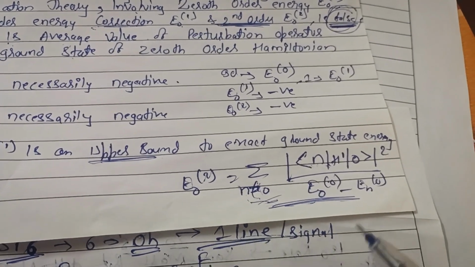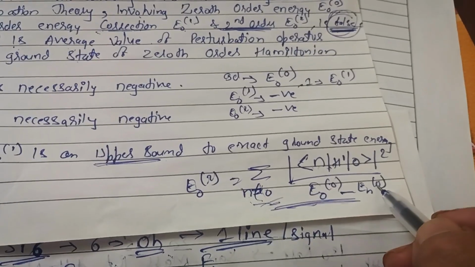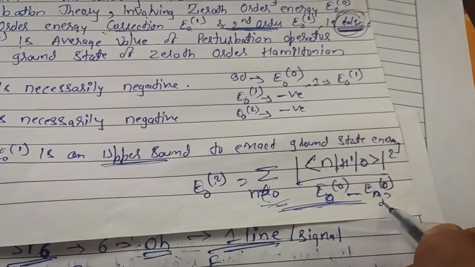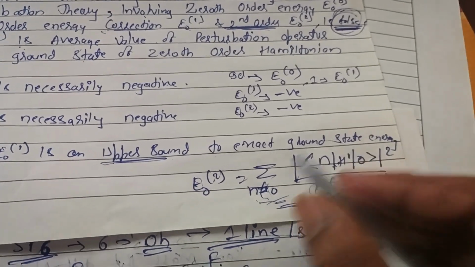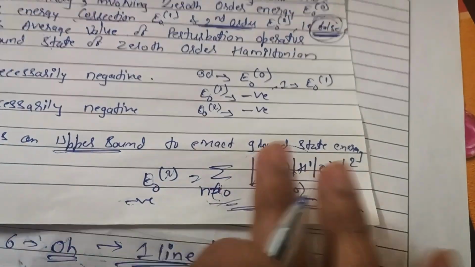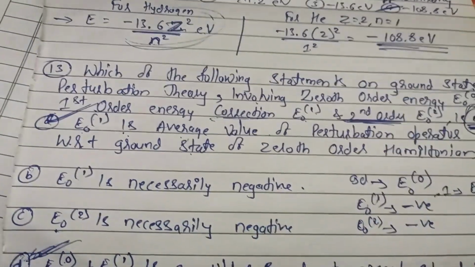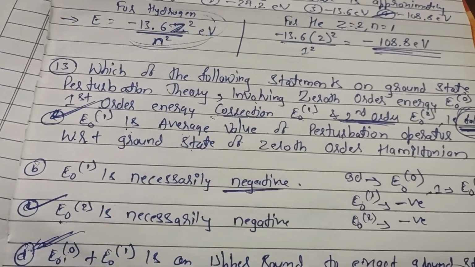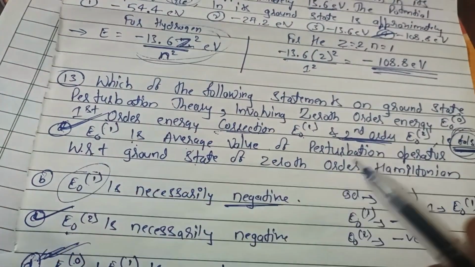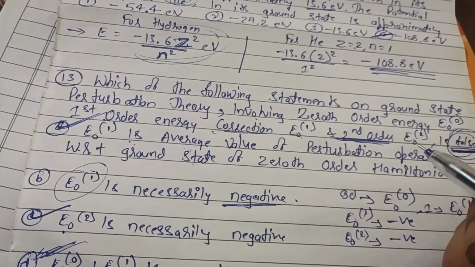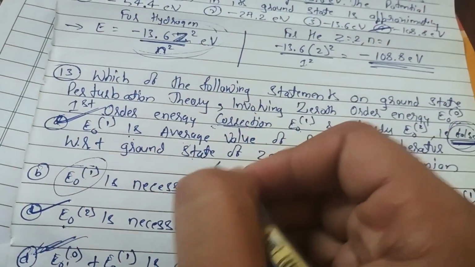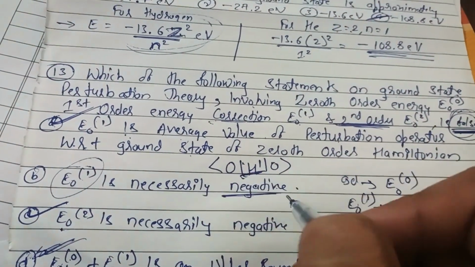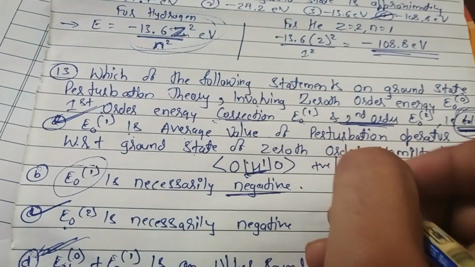And here the denominator will be negative, since here n naught is minus of n. If the denominator is negative, then the whole term will be negative. Hence this is also correct. Why is the other one not only negative? Because the first order always depends on H, on the Hamiltonian, so it may be positive or negative.